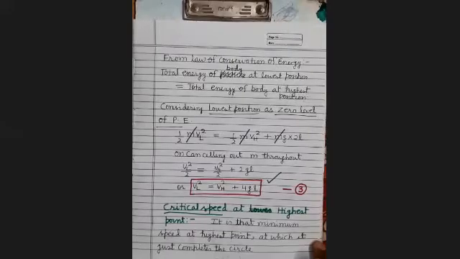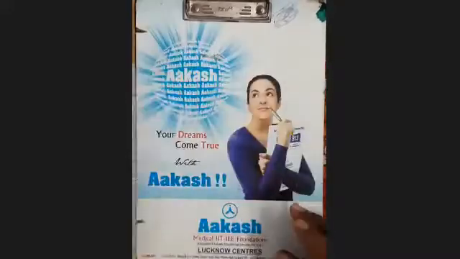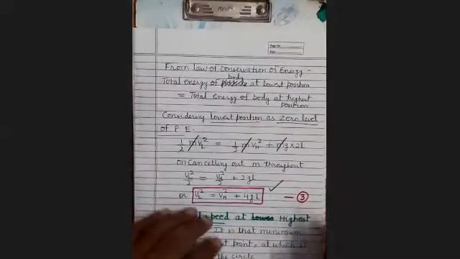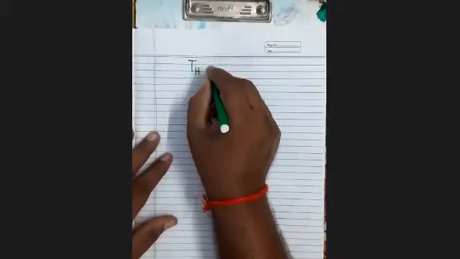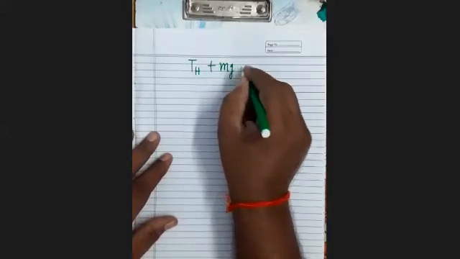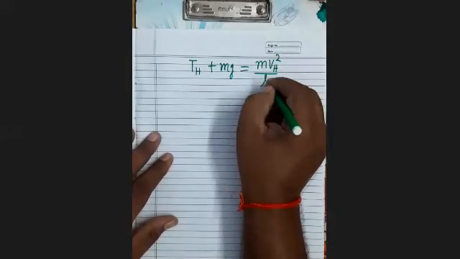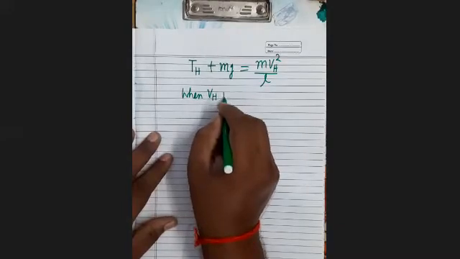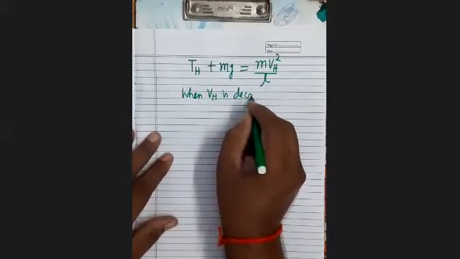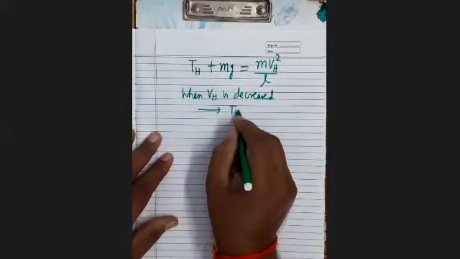Why can we not decrease the speed further? So see here, when TH becomes zero, this is the relation: TH plus mg equals mVH square upon L. When VH is decreased, then TH will also decrease.